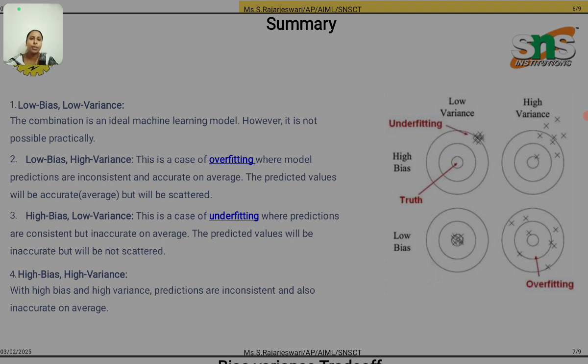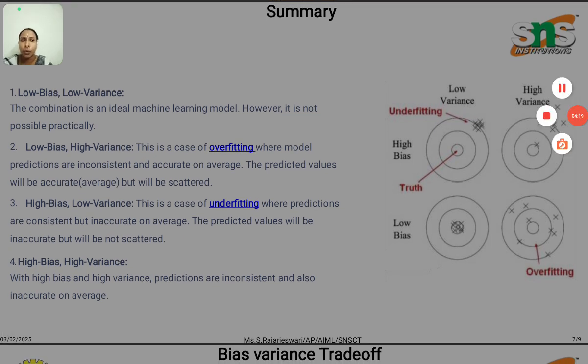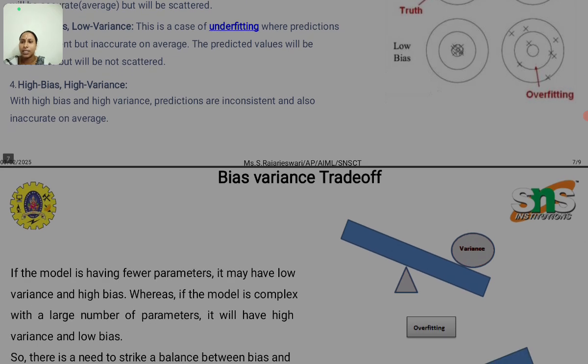The picture represents low variance and high variance. Under low variance, it has underfitting with high bias. In overfitting, it has high variance and low bias. So this is the basic summary of underfitting and overfitting in the cases of low bias low variance, low bias high variance, high bias low variance, and high bias high variance.